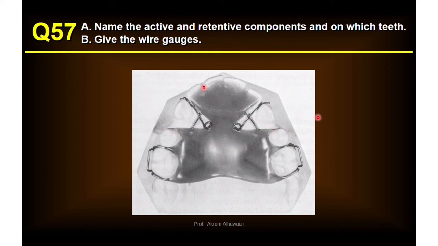And then there are also south end clamps on the upper incisor. Give the wire gauge. For the Adams clamps, the wire gauge will be 0.7 mm stainless steel, and the south end clamps will be 0.7 mm stainless steel as well. For the palatal canine retractor, it will be 0.6 mm stainless steel wire.